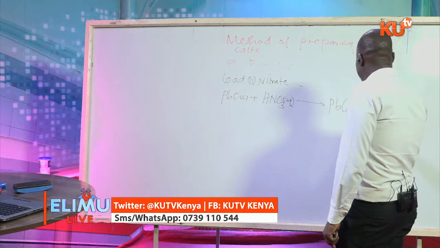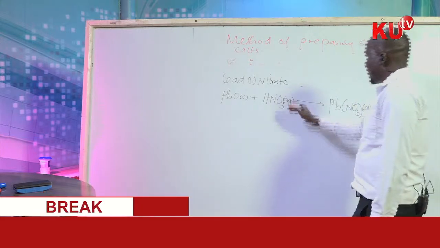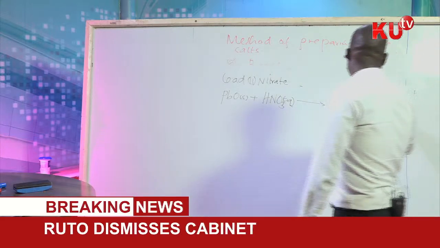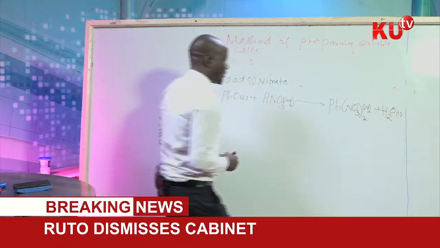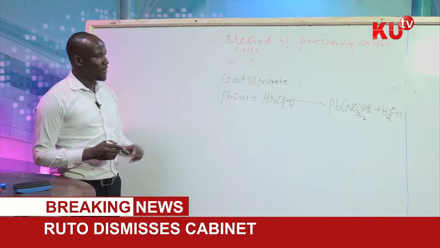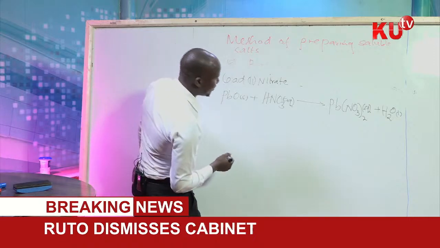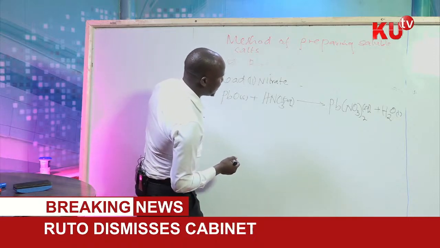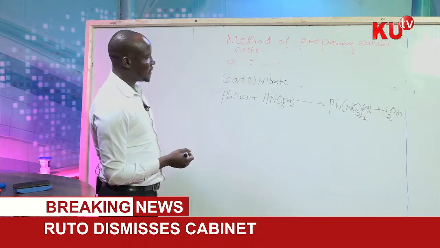That is, lead(II) nitrate is a soluble salt, plus water will be formed. That is a liquid formed. Now, you confirm whether the chemical equation is balanced. You balance the compound that has the atom that is not balanced.